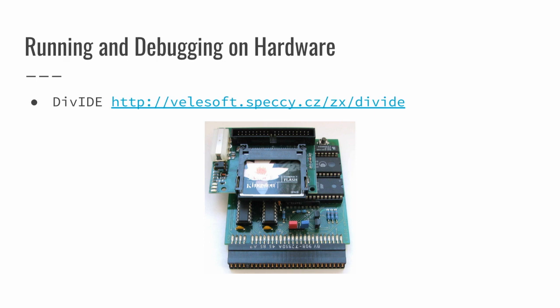If you do want to run stuff on hardware, get something like this. This is called a DivIDE. It plugs into the back of your Spectrum. You put a compact flash card in it. This is standard amongst most other 8-bit computers. And then it will emulate the tape routine, so you can load your demo or your game in a second rather than 5 minutes. If you're testing on real hardware, this is the way to go.